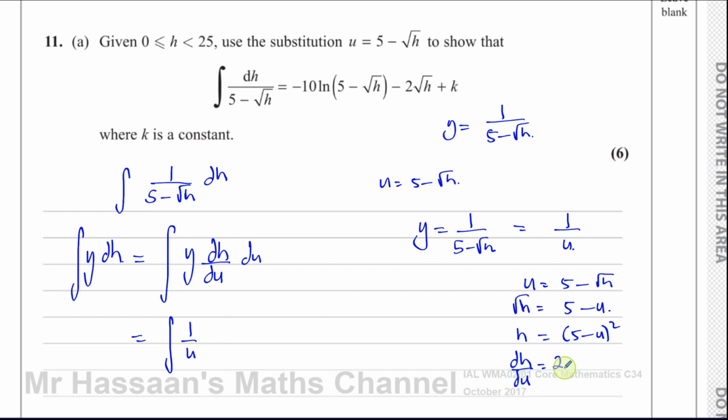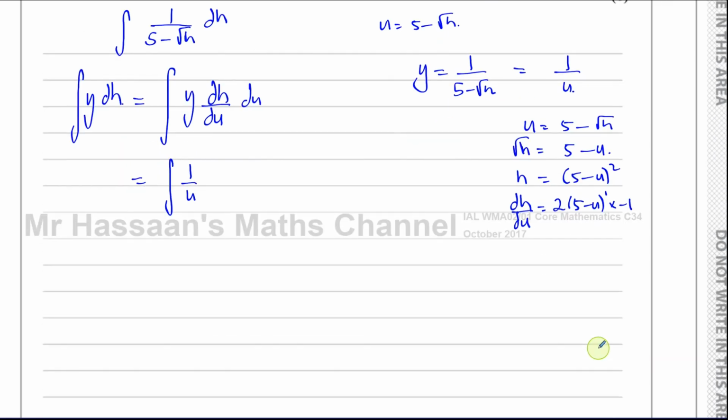Chain rule: 2 times 5 minus u to the power of 1 times minus 1, because we have to multiply by the differential of what's inside the bracket. So dh du is going to be minus 2 times 5 minus u, and that's going to be integrated with respect to u.